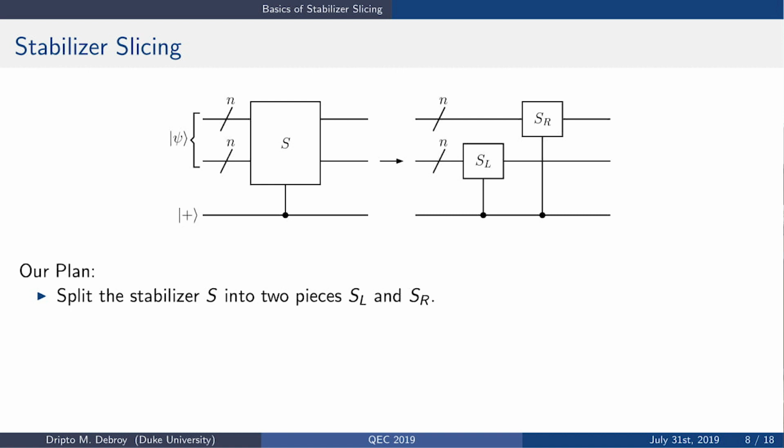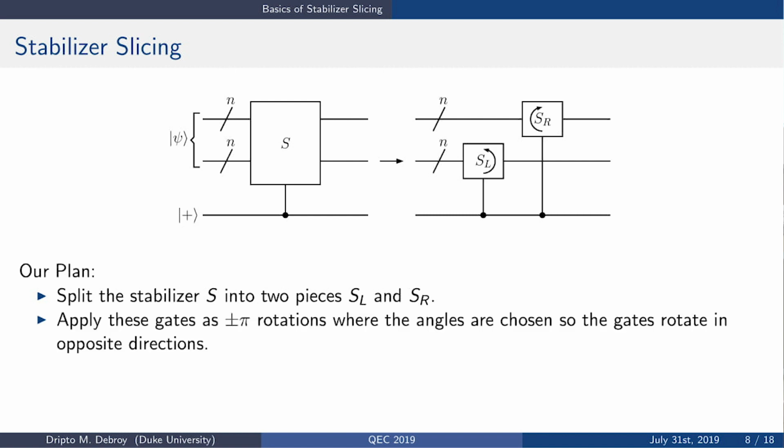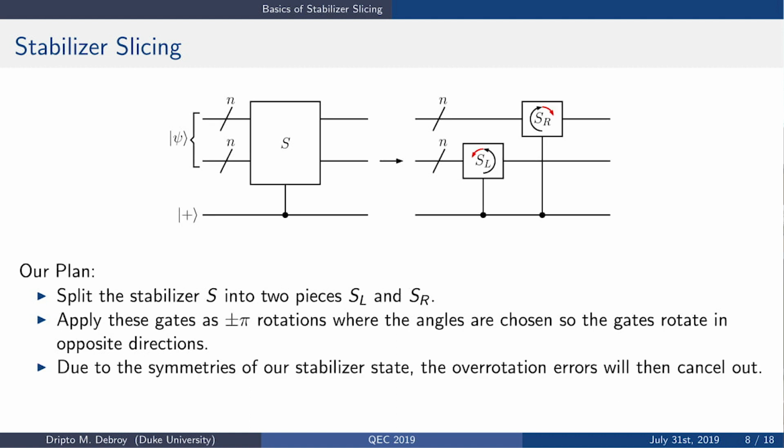In this way, we're really controlling what over-rotation errors are appearing. So all of our errors are going to appear as a controlled SL or a controlled SR type over-rotation, or some analog of that. Then we apply these 2 rotations as pi rotations about some arbitrary axis, where the angles are chosen so the gates rotate in opposite directions. What we're doing there is choosing how to direct our errors. Here we've done counterclockwise, clockwise, but both are valid. And then, due to this, our over-rotations will cancel out on our system.